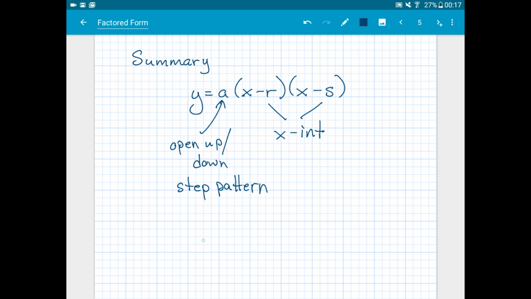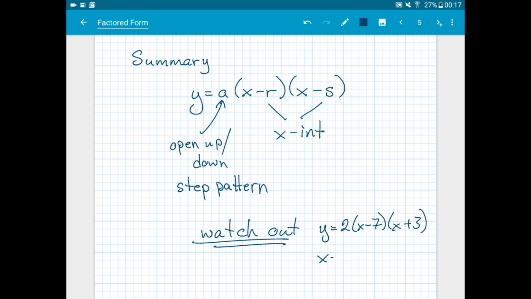And the final thing is, it's just a quick watch out. Okay? If you have y equals 2(x minus 7)(x plus 3), the x-intercepts are 7 and -3. Okay, for the reasons we discussed before, that's something to watch out for. It's a very common mistake to make them -7 and +3, when in fact it's 7 and -3, because the 7 is what makes this piece 0, and the -3 is what makes this piece 0.